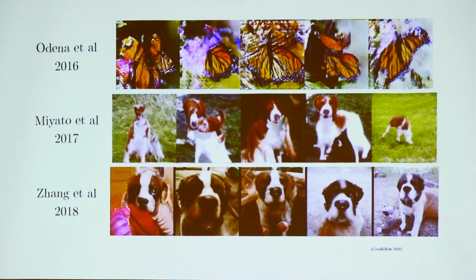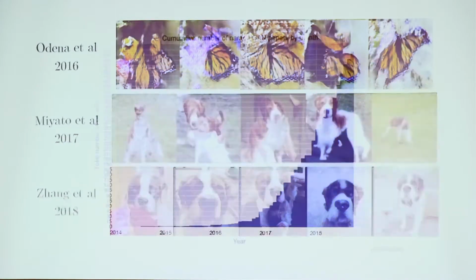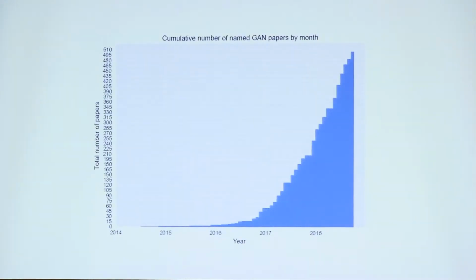Okay? And this approach has been so popular that almost every month there are like 30 papers that have a GAN with a different name, right? So this is the A GAN, the B GAN. Currently there are 510 papers that have a named GAN, and each of them is trying to solve a different sub-problem through this general approach.